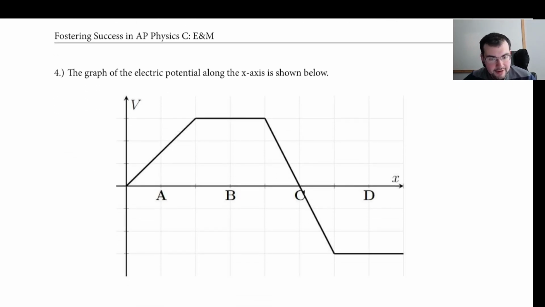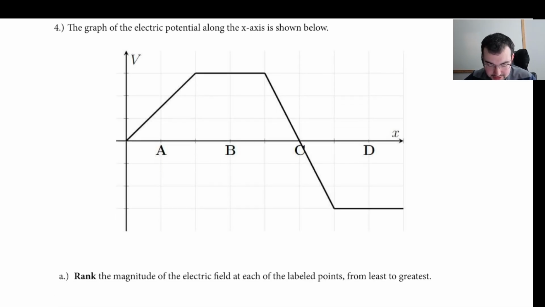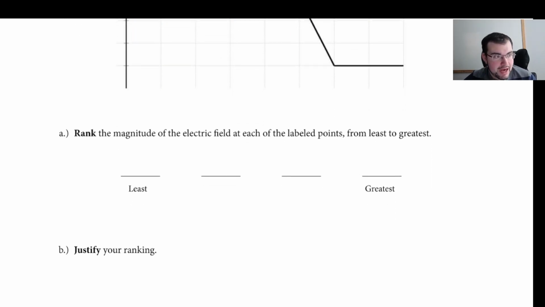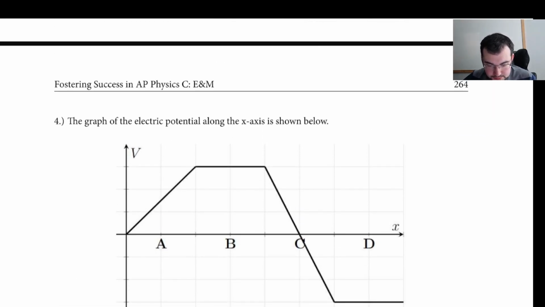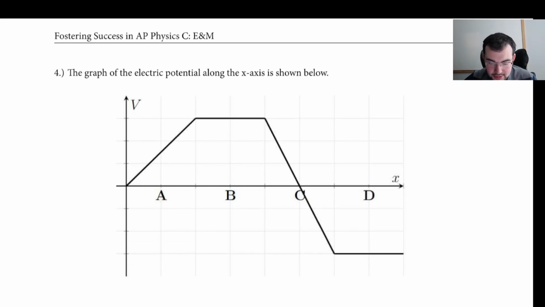All right, now we have a graph to interpret. Here's a graph of potential along the x-axis. And we want to begin by ranking the magnitude of the field at each of the points from least to greatest. So anytime you have a graph, think about how what you're asked about relates to the graph. And usually there's 3 options. It's either the graph, it's related to the slope of the graph, or it's related to the area.